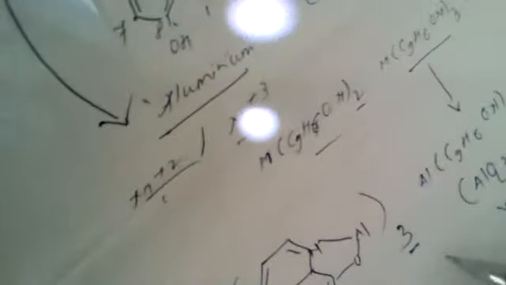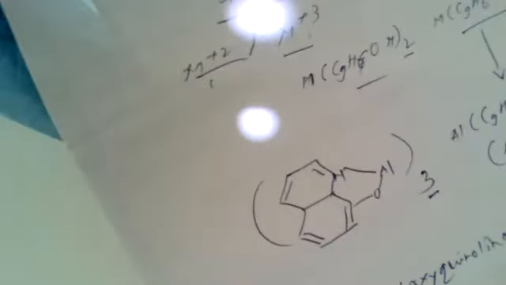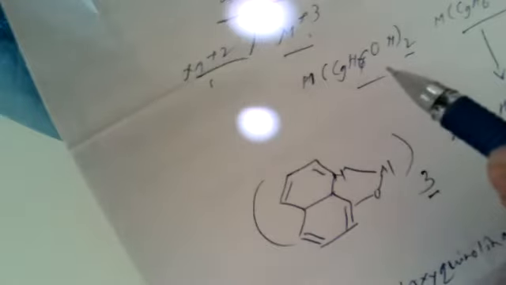The first word is tris, then 8-hydroxyquinolinato aluminium. The name of this is tris(8-hydroxyquinolinato)aluminium. So this is how the estimation of aluminum with the help of this reagent known as oxine can be carried out. So we have so far studied two organic reagents which are used in gravimetric analysis.